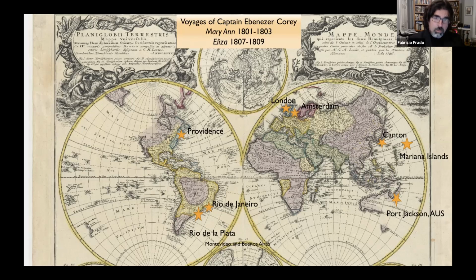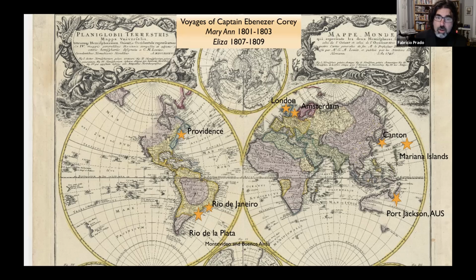But before they failed, go back to Ebenezer Corey in Rio de Janeiro. He hears about that, but the Americans were very close to British commercial houses. That was not an impediment. Corey followed to Rio de la Plata.